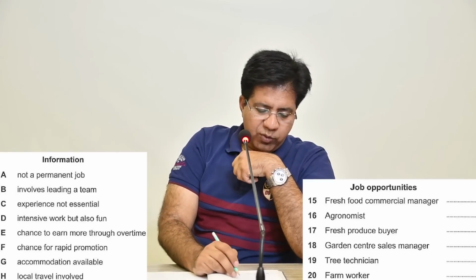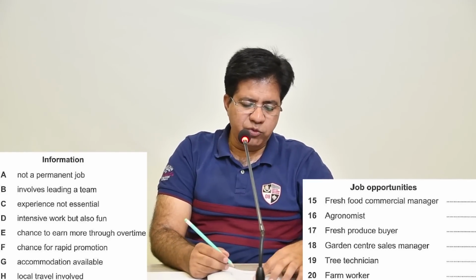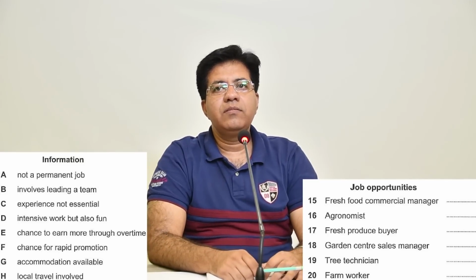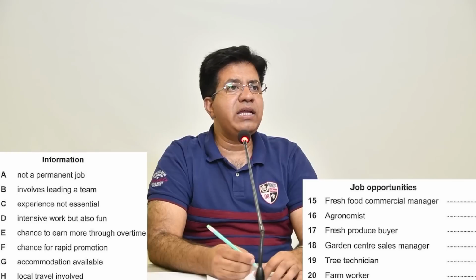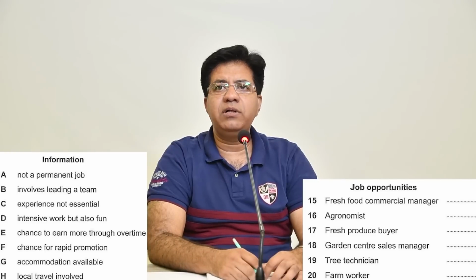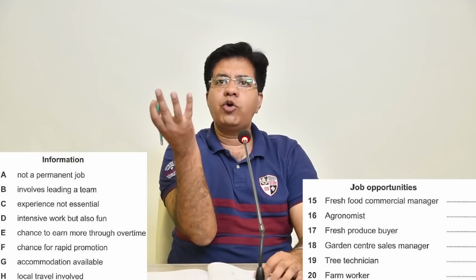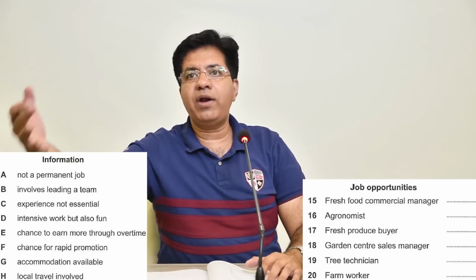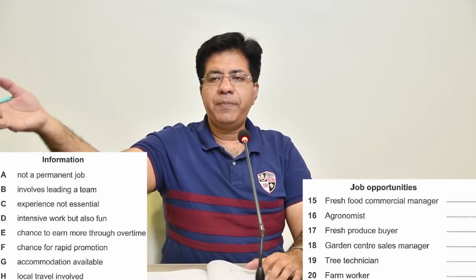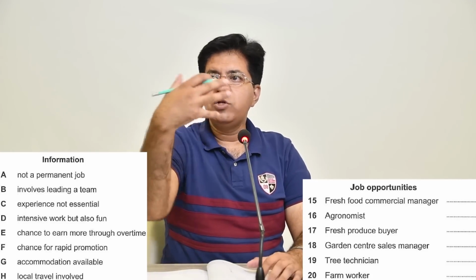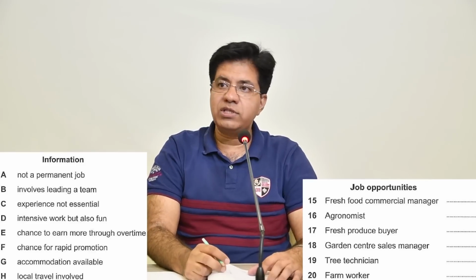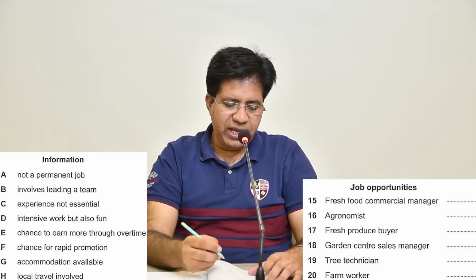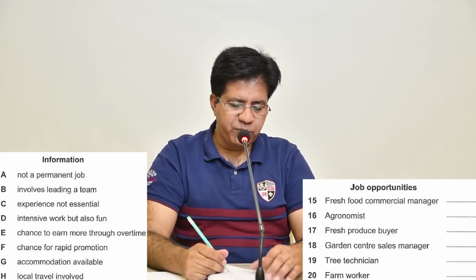Let's go on. Question number 17. Fresh produce buyer. Do you know what is produce? Produce, the commodities in agriculture. For example, vegetables, fruit, and all that, that is called produce. Fresh produce buyer: a person who buys oranges from the farmer, a person who buys potatoes from the farmer. So we call him fresh produce buyer. Produce means whatever they grow. Right? So let's see. What do they say about this job? Fresh produce buyer.